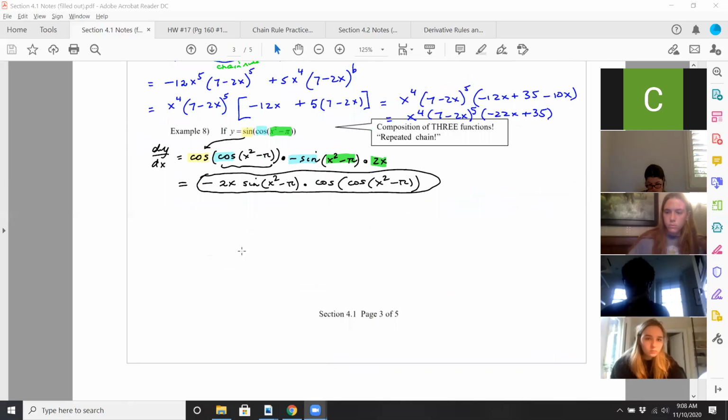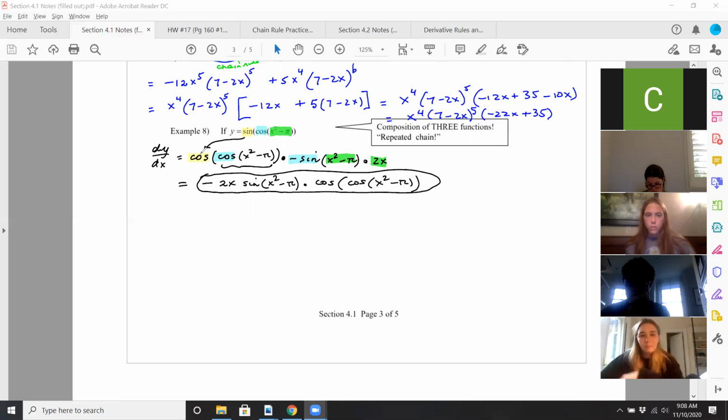For example 8, this is what we call a double chain. So in this case, you have sine as your outside function. So you take the derivative of sine, just cosine, and cosine of (x squared minus pi) is an inside. So you leave the inside intact. Then you take the derivative of the cosine, that's in blue, and that's negative sine. But then you have another inside, the x squared minus pi. So you got to do another one right there. That's why it's called a chain rule. It's like a chain reaction, if that makes sense.